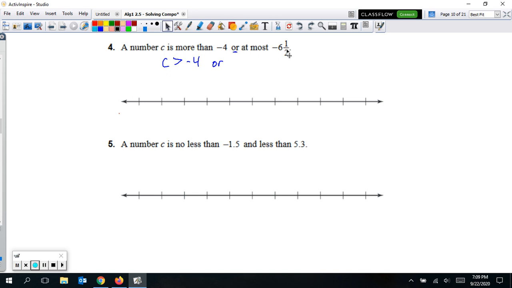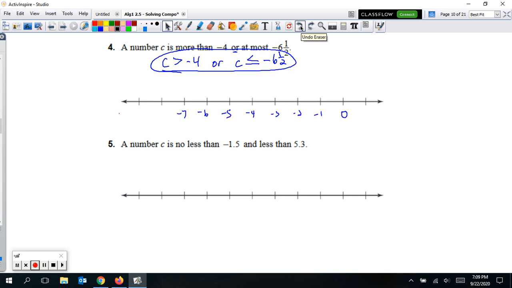So it can be less than that number, or it could equal that number. So it's going to be C is less than or equal to negative 6.5. Alright, so since this is an "or," we are done with that one. There's nothing more to do, so you could just circle that. There's your statement. Now we go to the graph.